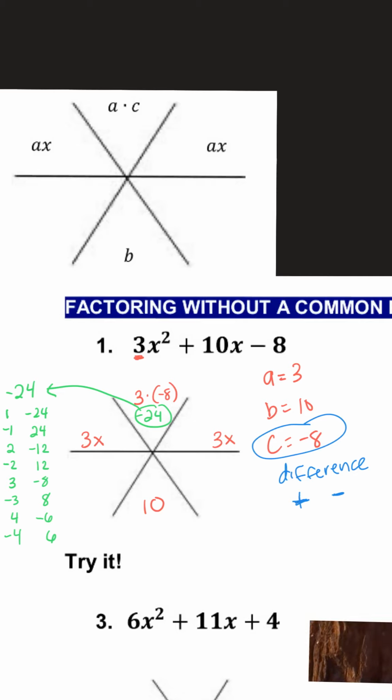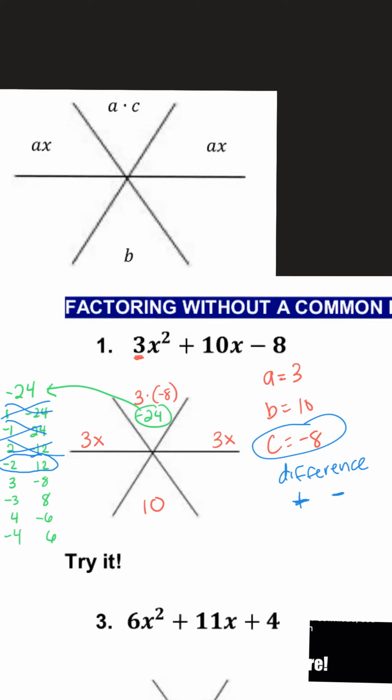But let's see. I'm trying to look for numbers that subtract to be 10. 24 and 1 doesn't give me 10, either way. Okay. How about 2 minus 12? Well, that gives me negative 10. I want positive 10, so that doesn't work. How about 12 minus 2? That one gives me 10. Let's see if there's any others.